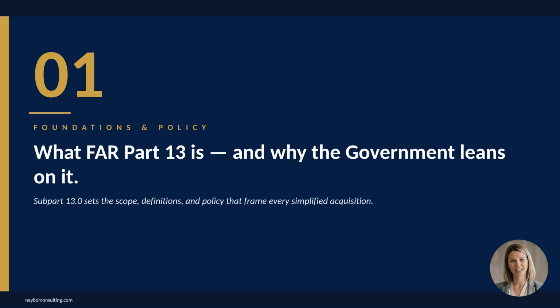Section 1, Foundations and Policy. Before we touch a single threshold or contract method, we have to anchor on what FAR Part 13 is and why it exists. Subpart 13.0 contains the scope, the definitions, and the policy statement at 13.003, the rule that tells contracting officers to use simplified procedures to the maximum extent practicable. Once you understand that policy, every later subpart makes sense as a tool to carry it out.